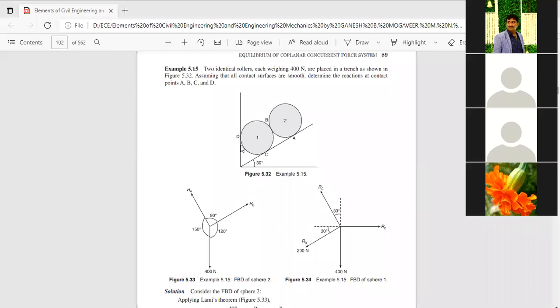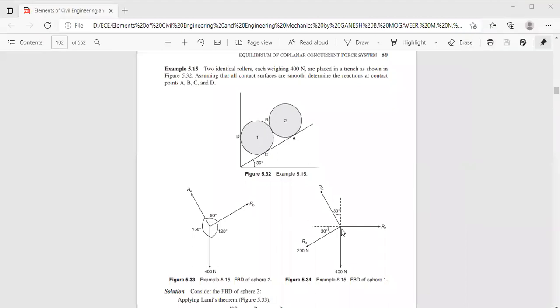Now, we shall try to draw the free body diagram of sphere 1. This is the free body diagram of sphere 1. The weight of the sphere acts vertically downwards, 400 Newton. And here, from sphere 2 to sphere 1, you have a reaction RB. This is the reaction RB, and its value I have already found, that is 200 Newton, and which makes an angle 30 degree with respect to the horizontal axis.